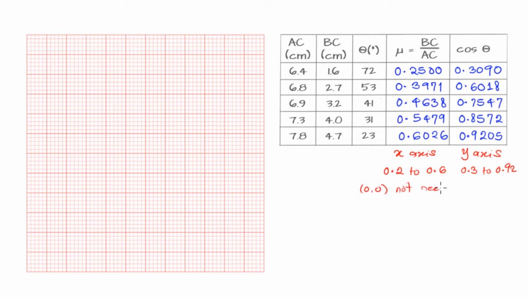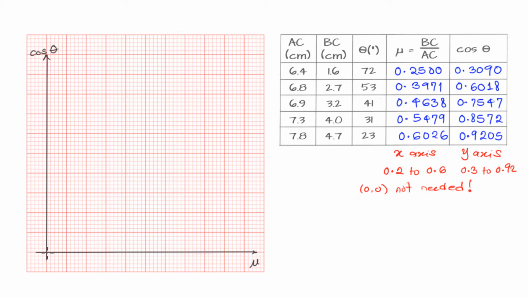But we need to note something. 0 is not included in either of these values, either for mu or cos theta. So we don't need the origin. It's not compulsory that you start with the origin. In short, when you have values like this, it's better not to start from the origin so that your graph can be very bold, it can be very clear. On the graph, we are not starting with the origin, so we can notch like this to show that we are not starting from the origin. Then we need to put the values and scale appropriately.